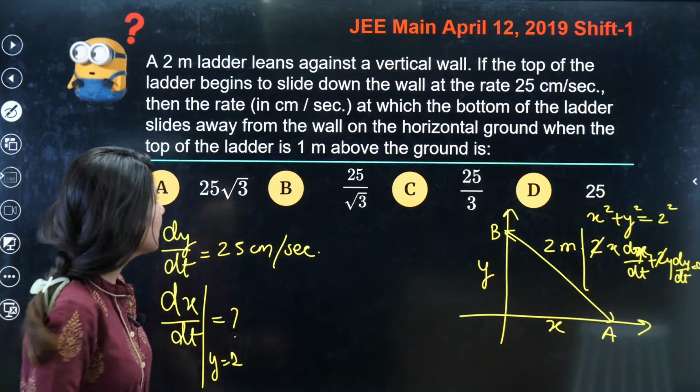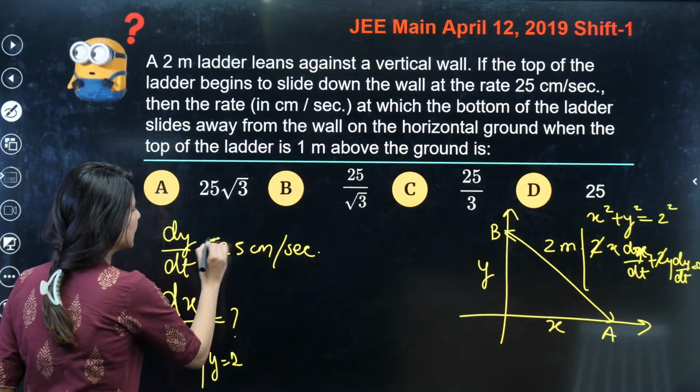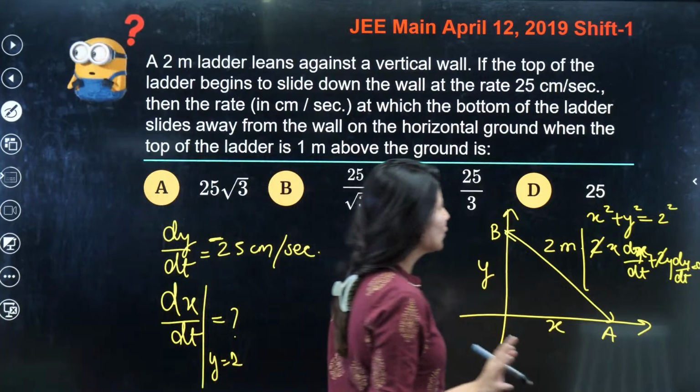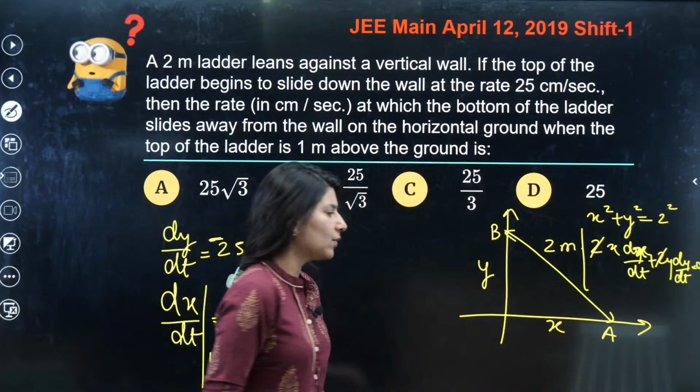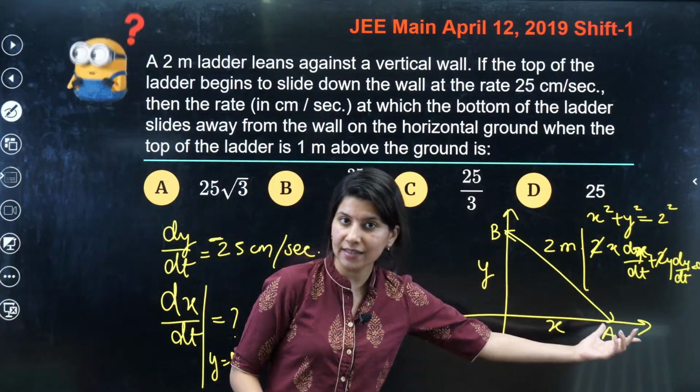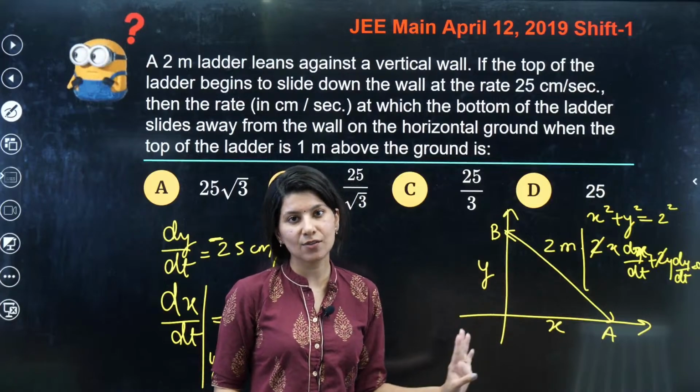Yes, so Priya is saying why not negative? Yes, so it is decreasing, so we can write down a negative sign as well. No issues, no worry. Because see what is happening. Y is decreasing, that is understood, and x is increasing, that is understood. So dx by dt is going to be positive.